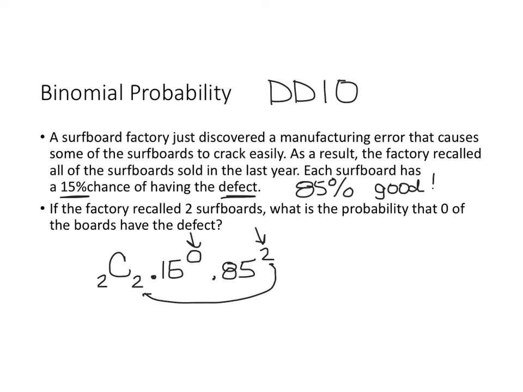Then we would just enter this in. It'd be 2, choose 2, which is 1, 0.15 to the 0, which is 1. So it's 1 times 0.85 to the second power, which would be about 0.7225.